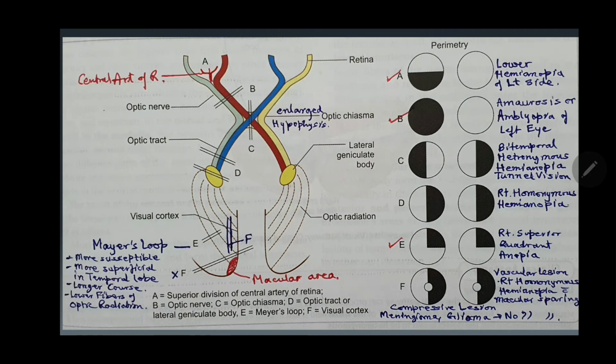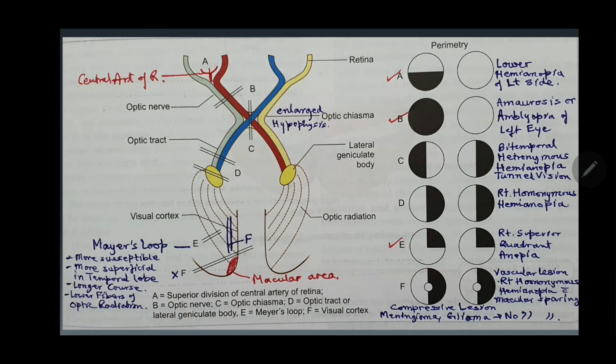Let's move to another diagram. They have shown it differently a little bit, so more images. Now look here, in this visual pathway they have shown this type of defect in the visual field. The lower half of the visual field of the left eye is blind. That means the upper half of the retina of the left eye is injured, right?